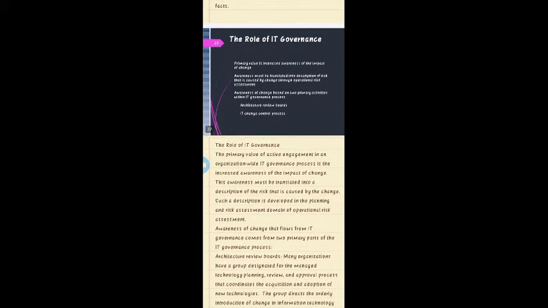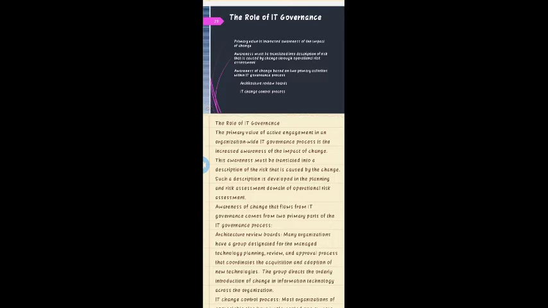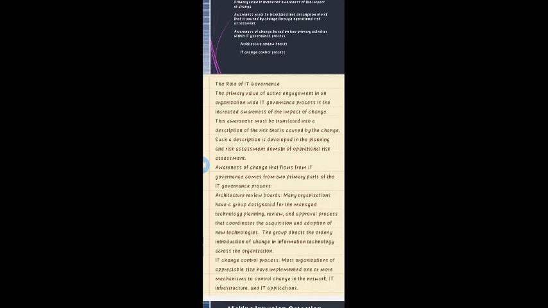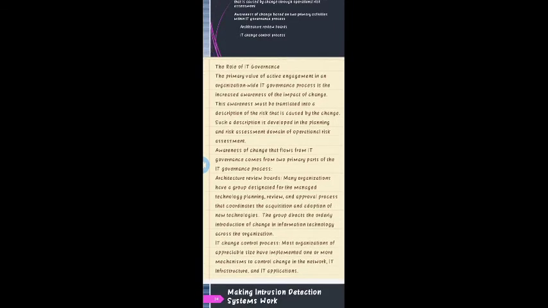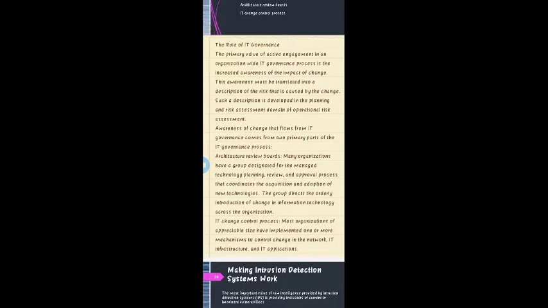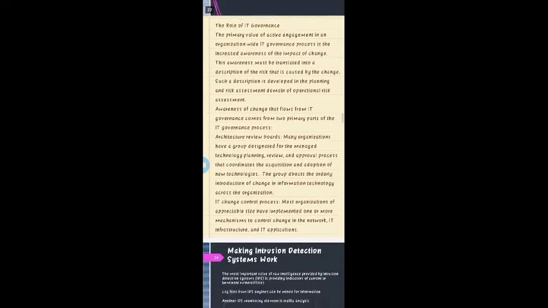The role of IT governance: the primary value is actively engaging the organization's governance process to increase awareness of the impact of change. Awareness is translated into a description of risks caused by change, developed in planning, in the domain of operational risk assessment. Awareness of change that flows from IT governance comes from two primary parts of the governance process.